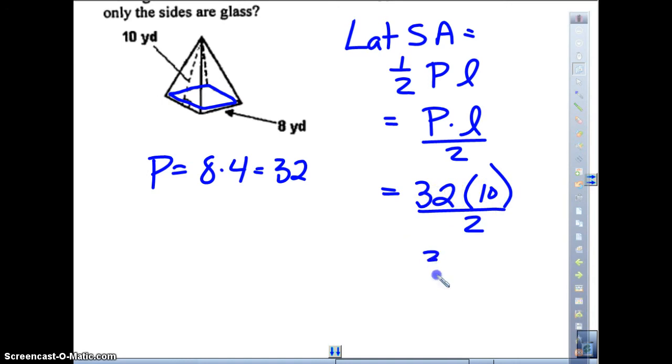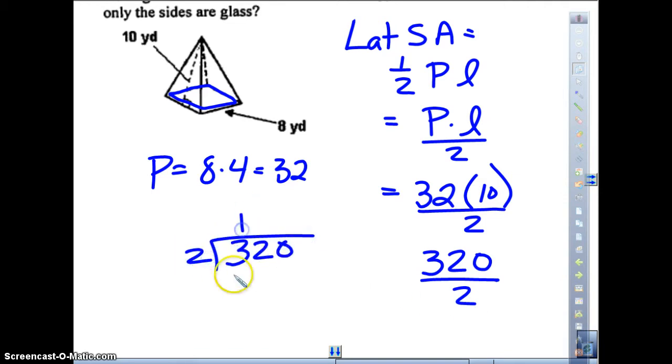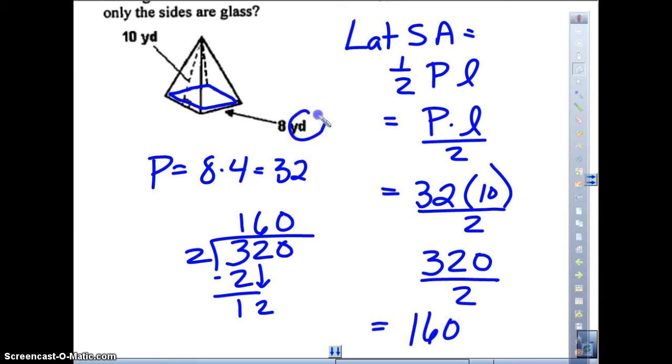32 times 10 is 320. We're going to divide that by 2. 320 divided by 2, you get what? 160. My units are going to be yards squared. Is that in your answer bank? Yeah? Okay, great.